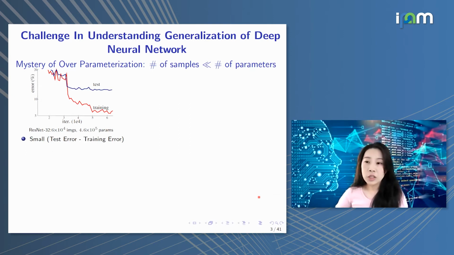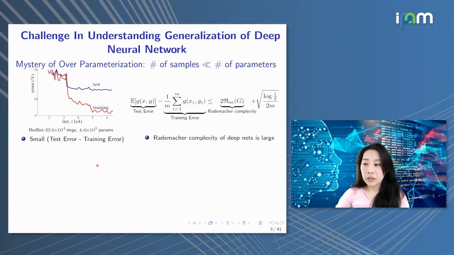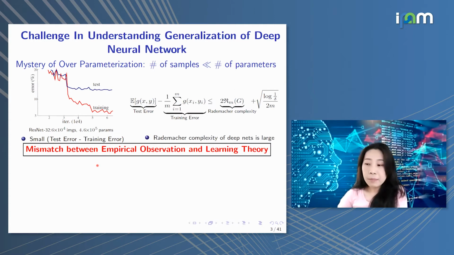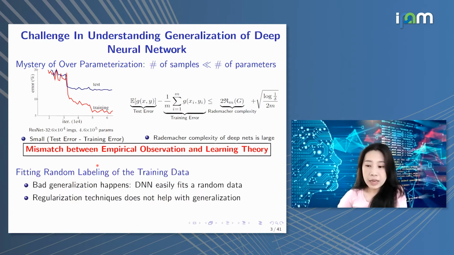So there is this mystery of over-parameterization, which basically means the number of samples is much smaller than the number of parameters for a neural network to work very well. You can see this empirical result here. You can see a small gap between the test error and the training error, whereas learning theory would tell you that you will likely get a very high generalization gap. So there is this mismatch between empirical observation and learning theory.